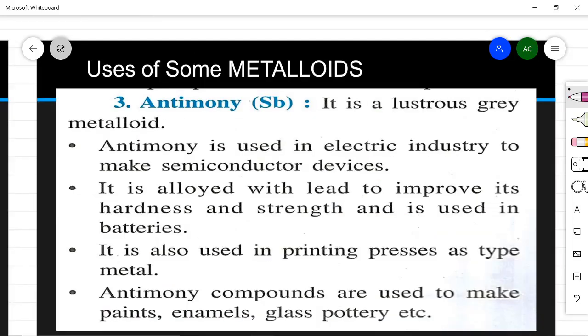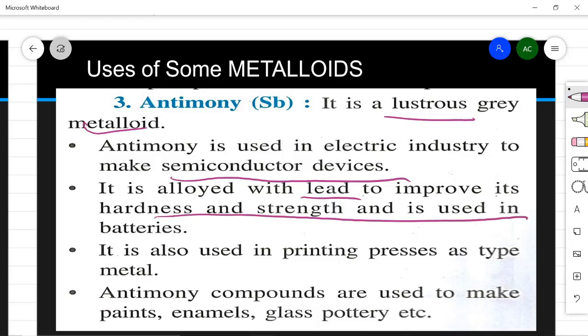Then another metalloid is antimony. It is lustrous grey metalloid. देखो lustrous है तो metal की properties हैं. Antimony is used in electrical industry to make semiconductor devices. It is alloyed with lead to improve its hardness and strength and is used in batteries. Printing presses में भी use होता है as a type metal. Antimony compounds are used to make paints, enamels, glass, pottery. At least 2 or 4 uses you must learn.